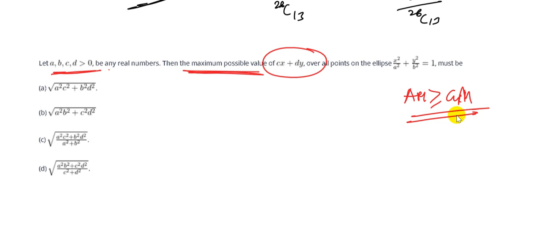This is what we learnt in class 9. We learnt derivatives much later. So AM greater than or equal to GM is the basic concept of maximum and minimum. And this is applicable when the numbers are all positive. So by looking at the problem, the first reaction of most students will be to try to apply this.